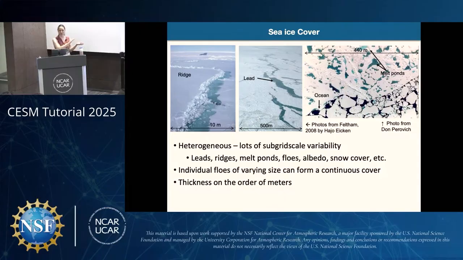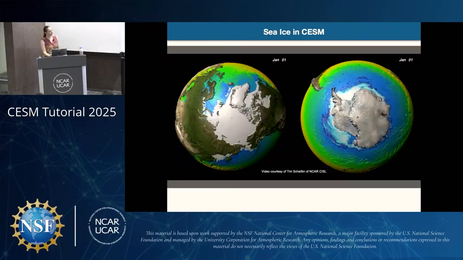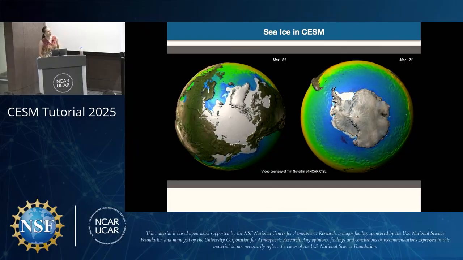So, in most places, it's not going to be anywhere near the bottom of the ocean. In some very shallow areas, you could have sea ice actually reach the bottom of the ocean and get grounded, but I'm not going to talk about that much today. So this is an animation of sea ice in CESM, and you have the Arctic on the left and the Antarctic on the right. You can just see how the sea ice changes throughout the year.